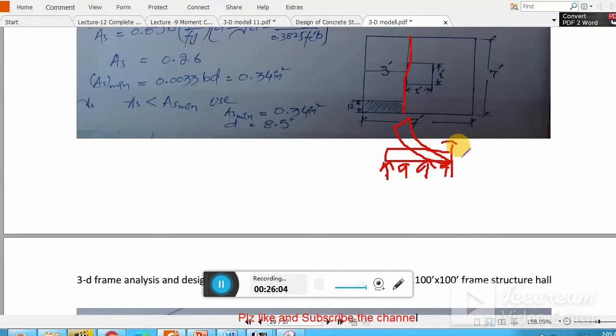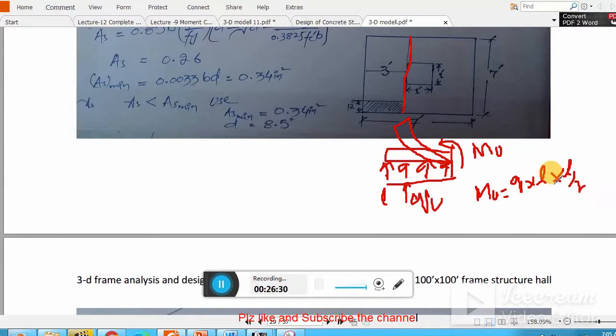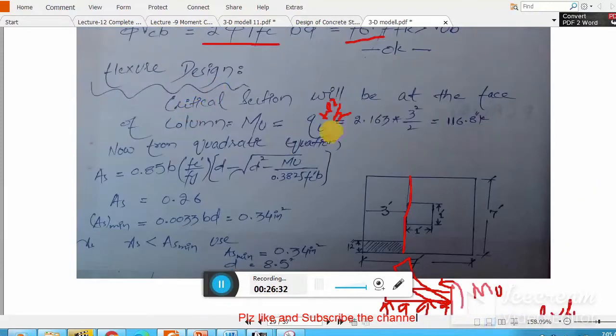So here is my critical moment, Mu. This qu is basically my loading, and this is my length L, measured from the face of the column. You see this is 3 feet. So my moment will be Mu equals loading times L squared by 2. You all know this better, so that's why I'm using this formula. I got 116 kip-inch moment. Now I have to design for this moment.